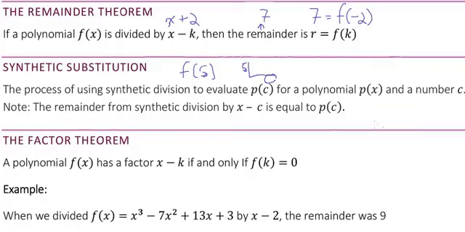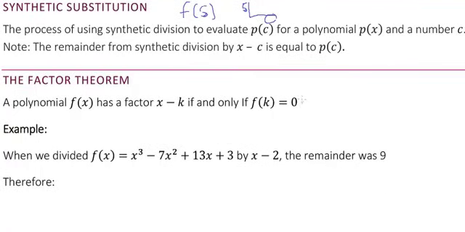Now the consequence of this is if x minus k is a factor of f of x, then there's not going to be a remainder. So, for example, if I was dividing by x minus 1, and the remainder came out to equal 0, well, that would mean both that x minus 1 is a factor of f of x, and that positive 1 is a 0 of f of x. In other words, if I substituted 1 into f of x, the outcome would be 0.